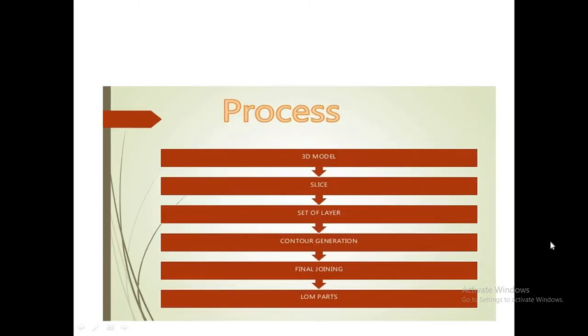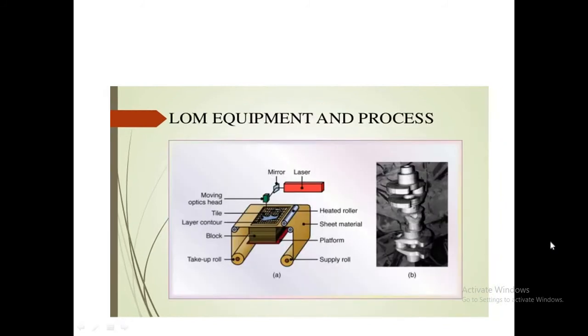So this process consists of, first of all, the 3D model, then slicing, then setting of the layer, contour generation, final joining, and LOM parts. This is how the process goes on. This is the equipment where you can see there are two rollers. This is the take-up roller and this one is the supply roller, and this is the platform on which the manufactured sheets are placed.